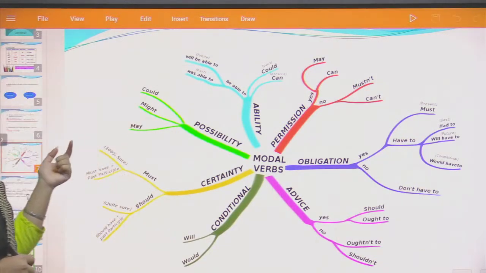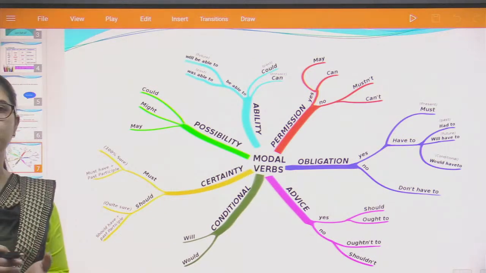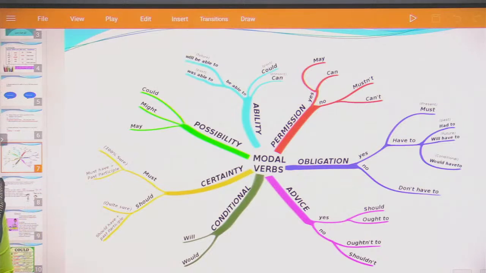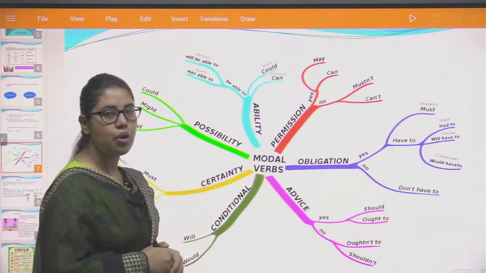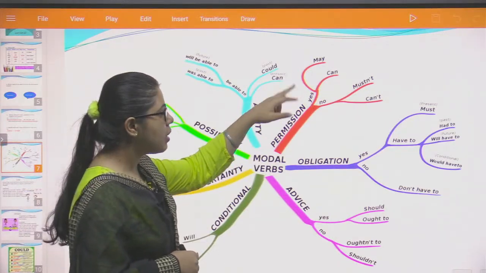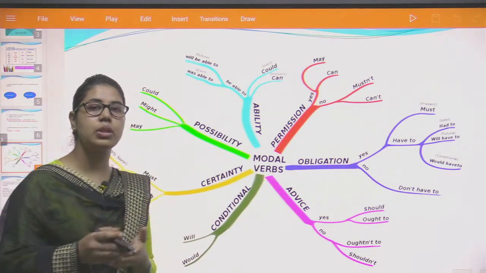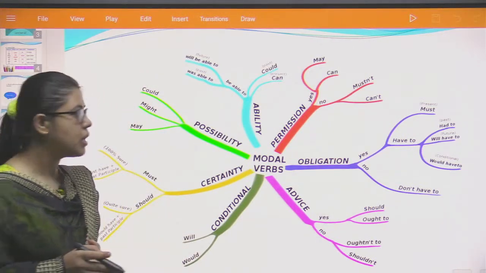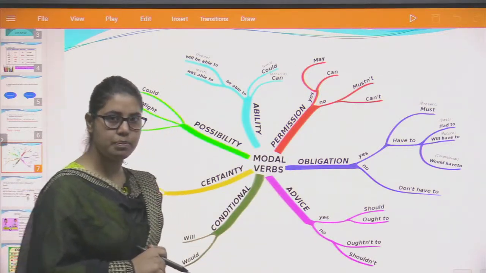Okay, more than one modal can play the same function, more than one modal can play the same quality. Okay, they have the same feature. So that's why I've written here. See here, student, permission, if I'm talking about permission, I can use may and can, both, depending on the situation, depending upon the purpose. Okay, but I can't use mustn't and can't with this permission.